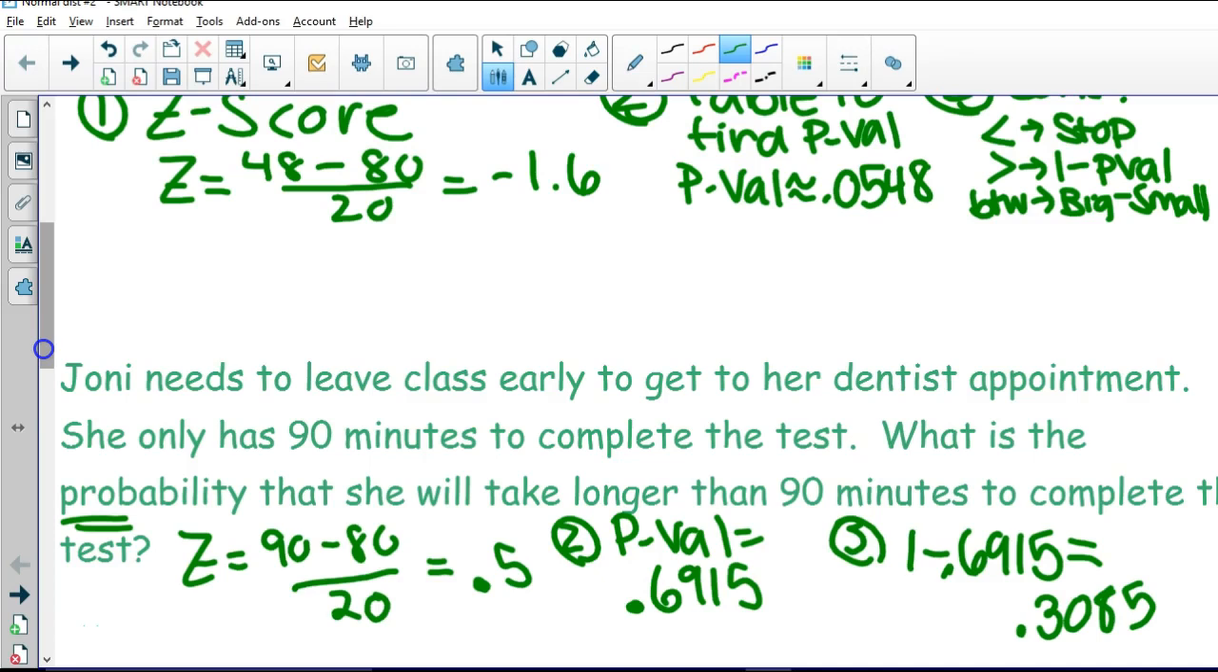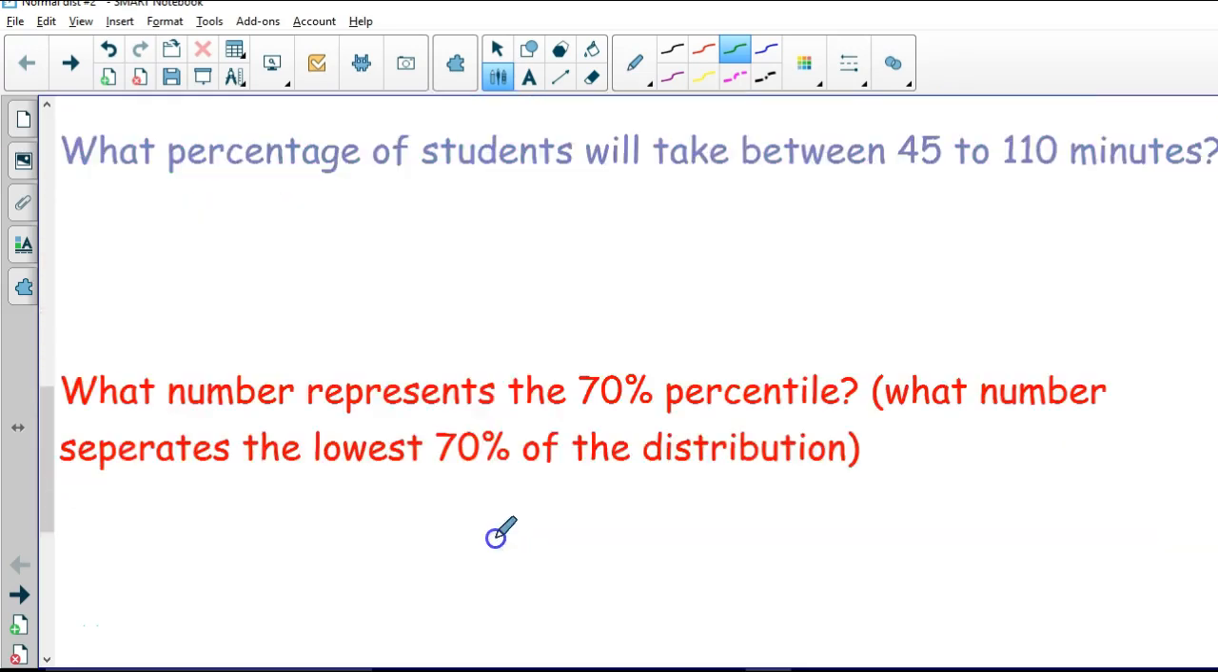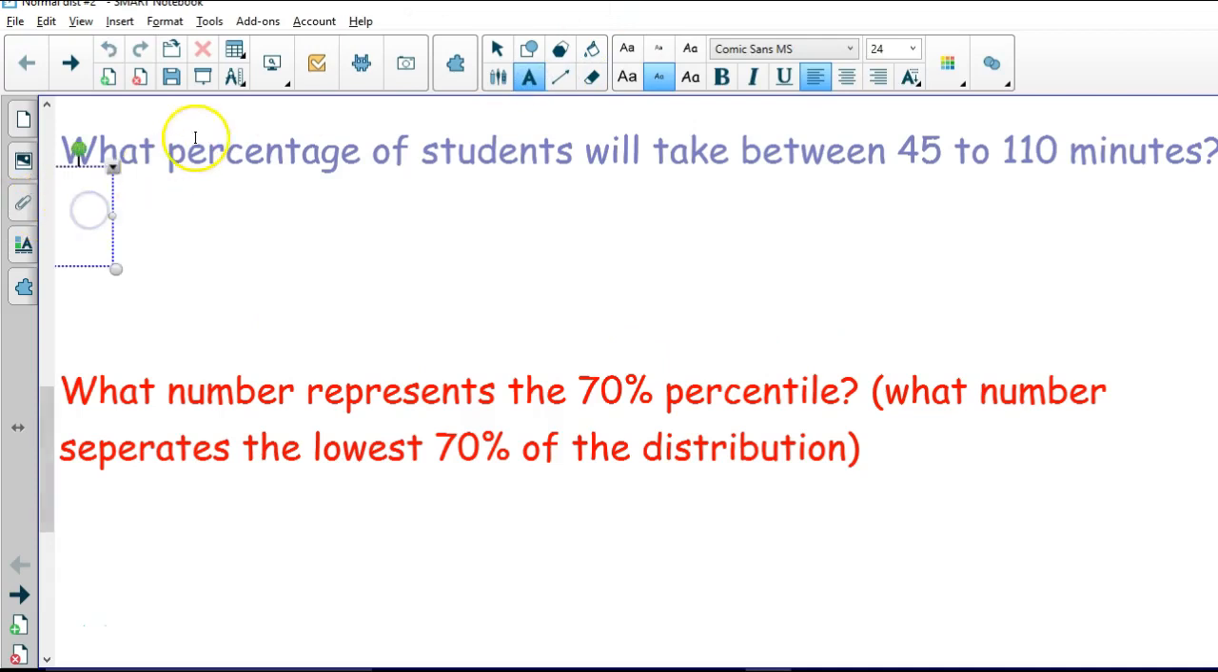Okay. All right. Would we be okay with the between one? What would we do with between? Let's just talk it through. Well, first we would have to find what? We have to find the z-scores for both.